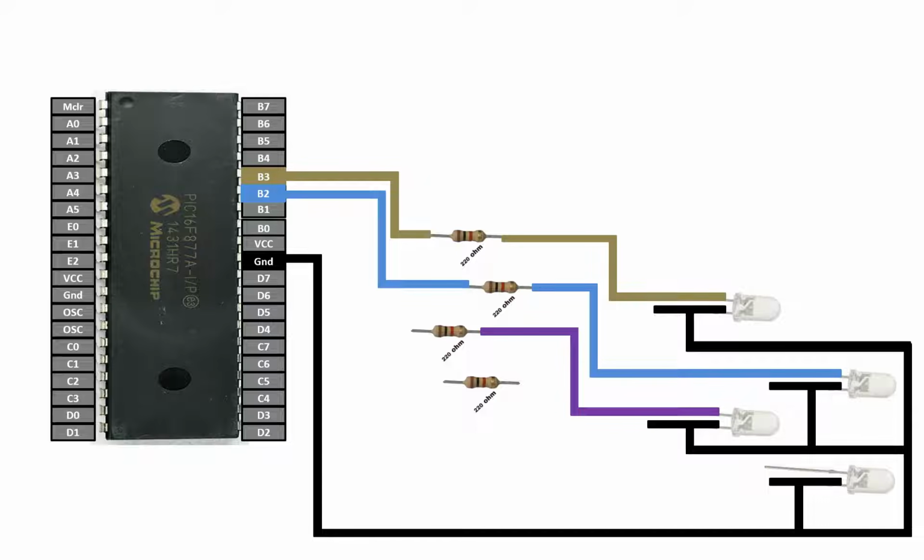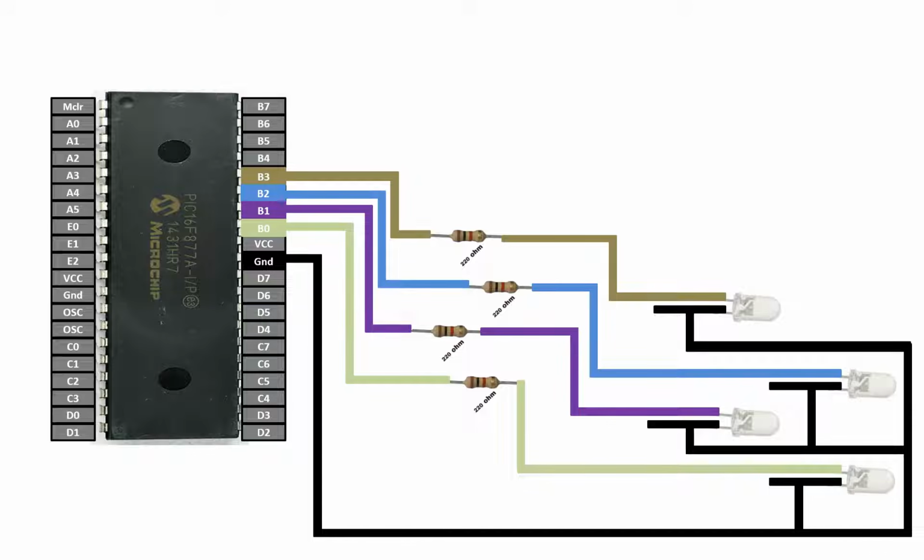From the other end, just connect it to any available digital input output pin. I'm going to use the pin number B1 like this. Now for the fourth LED, connect the longer pin to one end of the 220 ohm resistor like this. From the other end, I connect it to the pin number B0 like this. In this way, all 4 of our LEDs are connected.